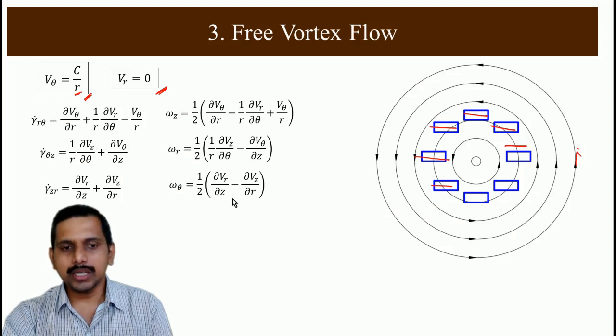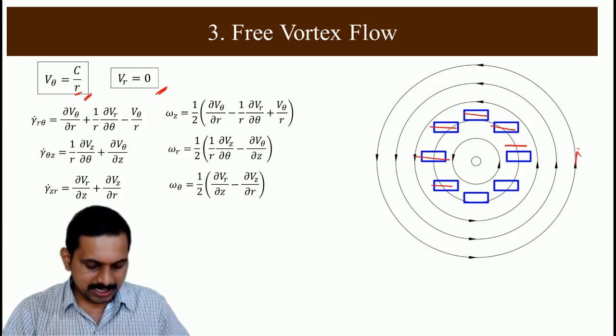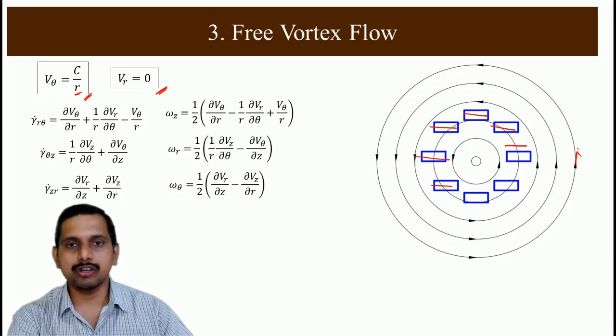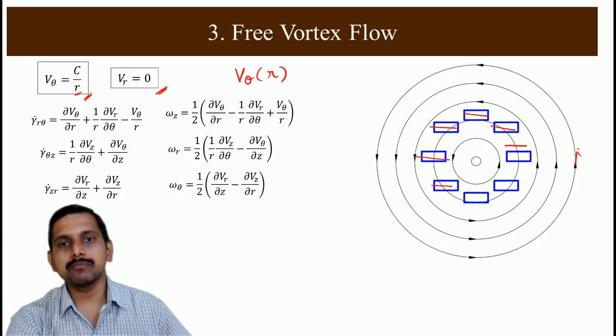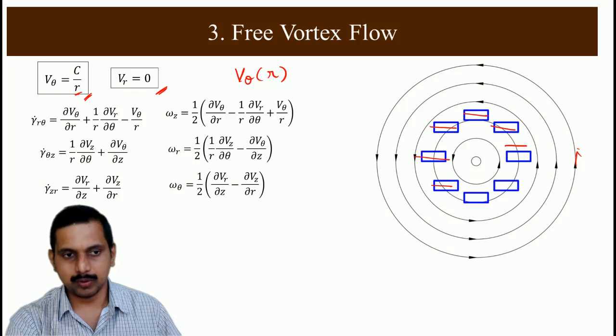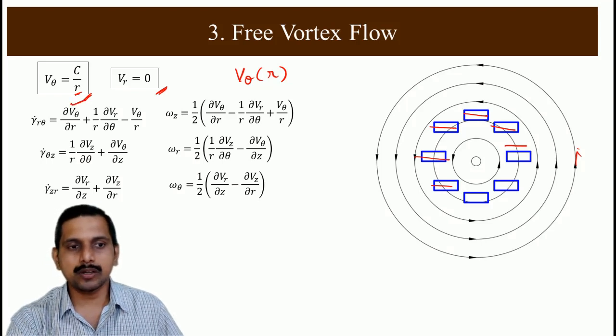Okay, now what is important here is wherever we have v theta as a function of r. So what is happening here? V theta is a function of r alone. So v theta is differentiated with respect to only r. Okay, so where are the components? This is one component which remains. This is one component which remains.